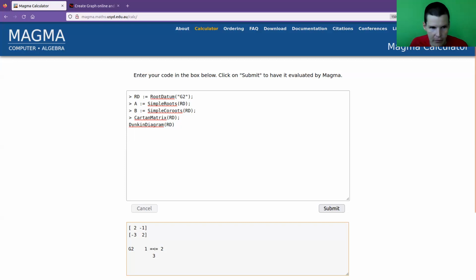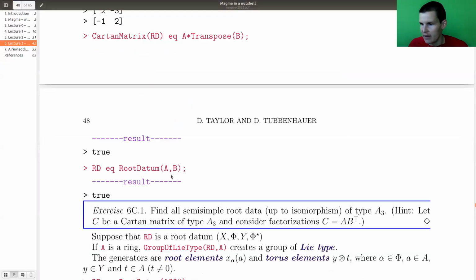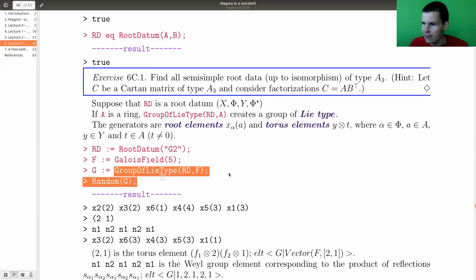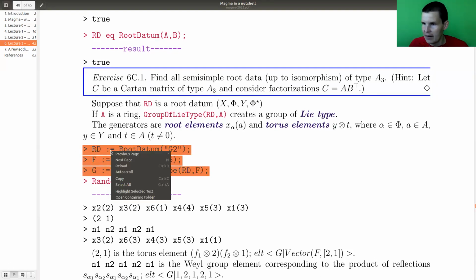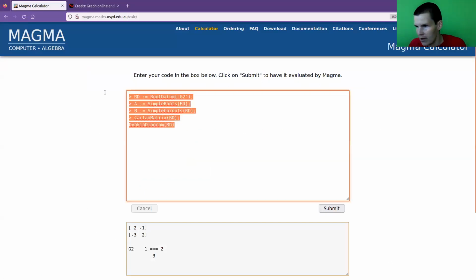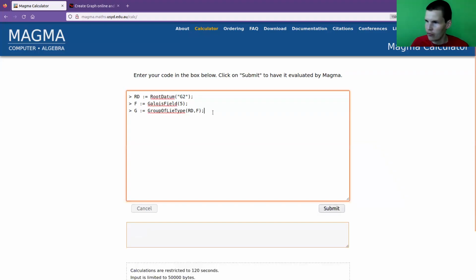So everything is already built in: simple roots, fundamental roots, whatever. All of that stuff is built into Magma, the Cartan matrix. And you can even define something like the reductive group of that type. Well, let's just do it. Again, root datum G2. And let's say I take a Galois field of order 5, and let's do the group of Lie type G2 with coefficients in GF5.